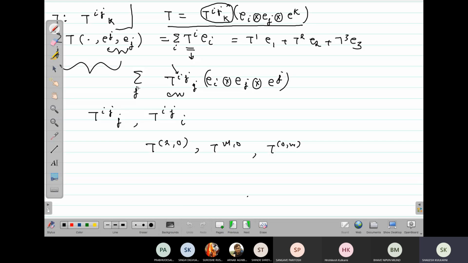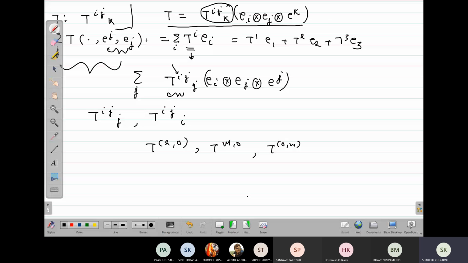Okay, so we consider a tensor of rank (2, 1). The tensor of rank (2, 1) is supposed to act on one dual basis and two usual basis. So this is basis 1, basis 2, and then there is a dual basis. So the tensor of rank (2, 1) is supposed to act on this object, so that we get a number.